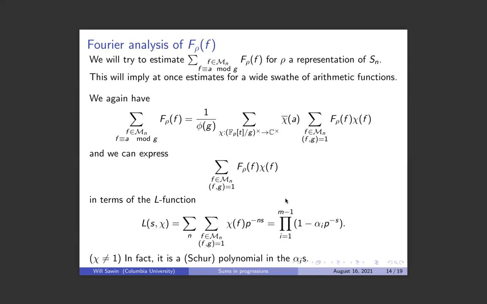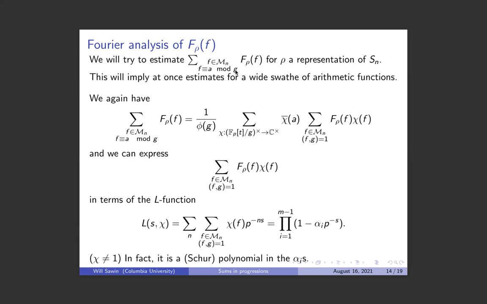So the thing we're trying to estimate, we defined our functions f rho, which might be the divisor function or the Mobius function, or it might be some stranger function than that. And we're trying to estimate the sum of f rho over polynomials in a progression, congruent to A mod G, for a square-free polynomial G.